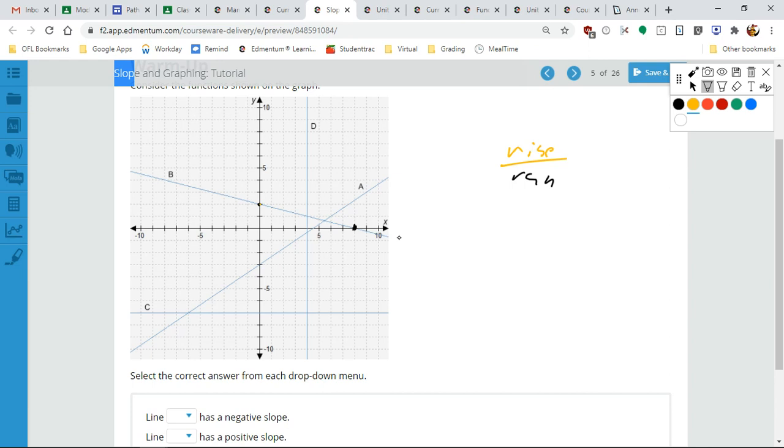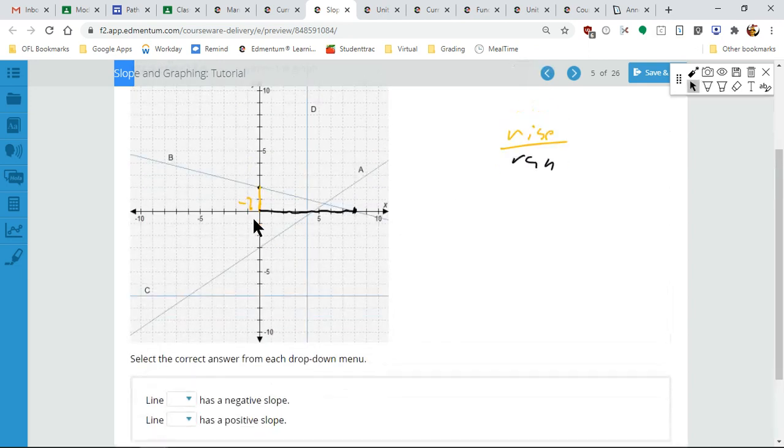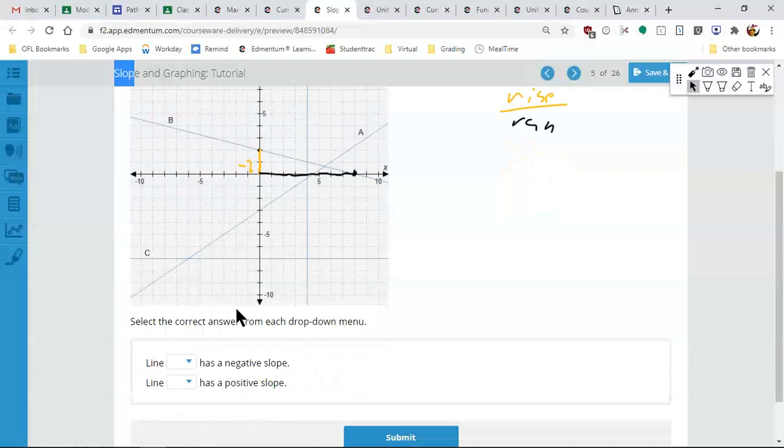I'm going to go here and I'm like, oh cool, my rise, I'm going down 2, and I'm going to run 1, 2, 3, 4, 5, 6, 7, 8. Is that 8? 1, 2, 3. Yep. So I have -2 over 8. Oh, I'm going way too into detail, guys. I'm sorry.